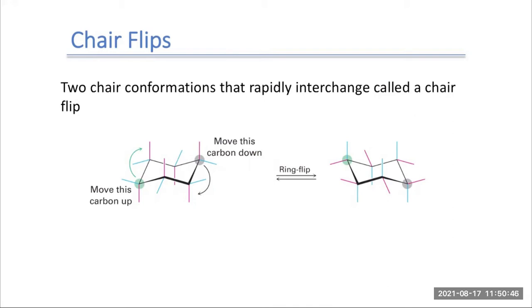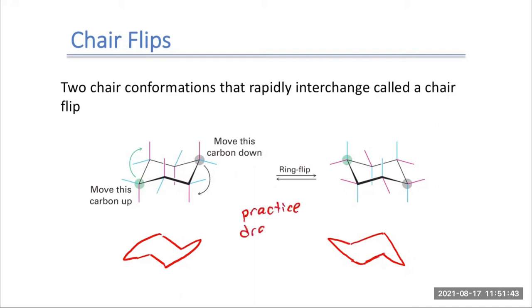which means you'll need to get good at drawing your rings. Not the best ring. There we go. In this conformation. Also in this conformation. So you should be able to draw your rings in both conformations. So practice drawing your chairs. It'll save you trouble later. Practice drawing both kinds of chairs. That way you can draw a ring flip and draw the chair flips.